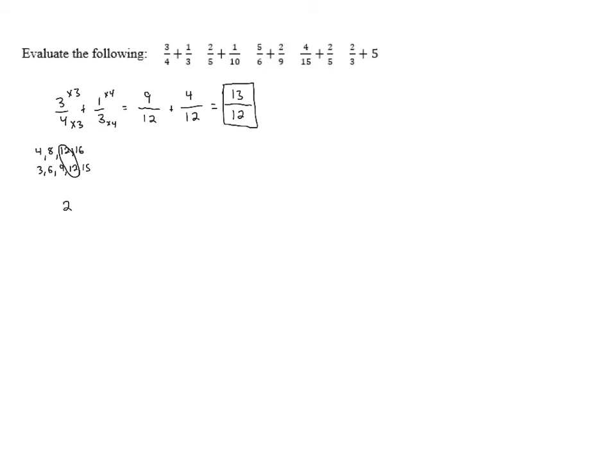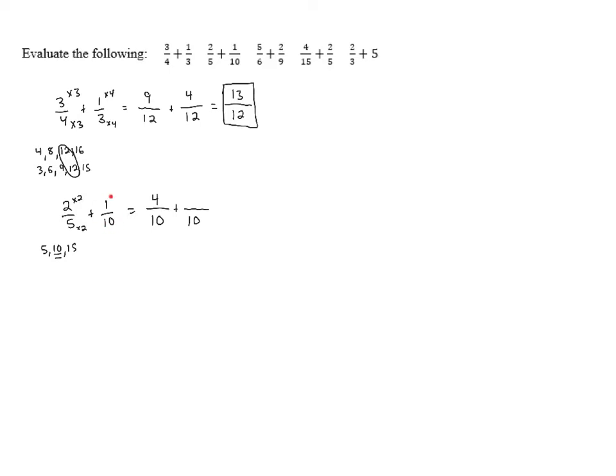Let's look at the next one, 2/5 plus 1/10. We need a denominator that's a multiple of both 5 and 10. If you look at multiples of 5, 10, 15, etc., we can see that 10 is a multiple of 5, and it's also a multiple of 10. And so that's going to be our least common denominator. All right. So now we need to figure out the new numerators. To get from 5 to 10, we multiplied by 2. So we're also going to have to multiply the numerator by 2. 2 times 2 is 4. So 2/5 is equivalent to 4/10.